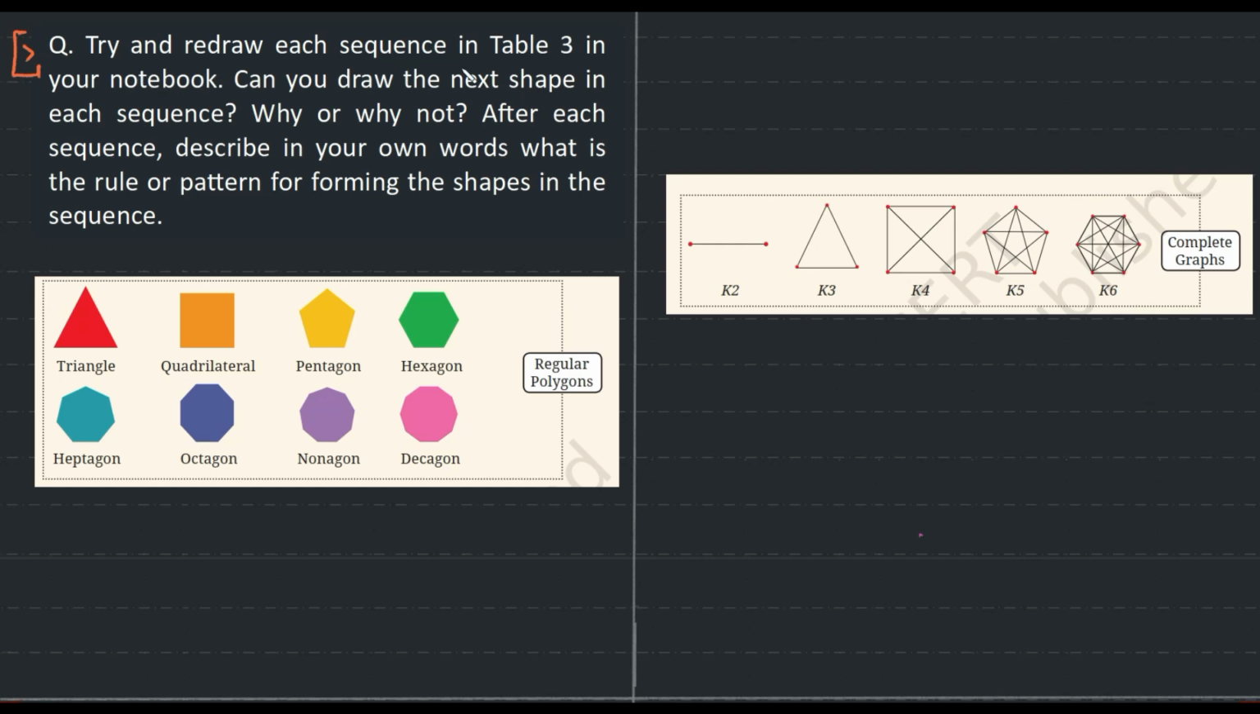Try and read out each sequence in table 3 in your notebook. Can you draw the next shape in each sequence? Why or why not? So they're asking us the reasons as well. After each sequence, describe in your own words what is the rule or pattern for forming the shape in the sequence. Again, all of this is something that I hope you guys are pausing. You have to pause and try doing it yourself.